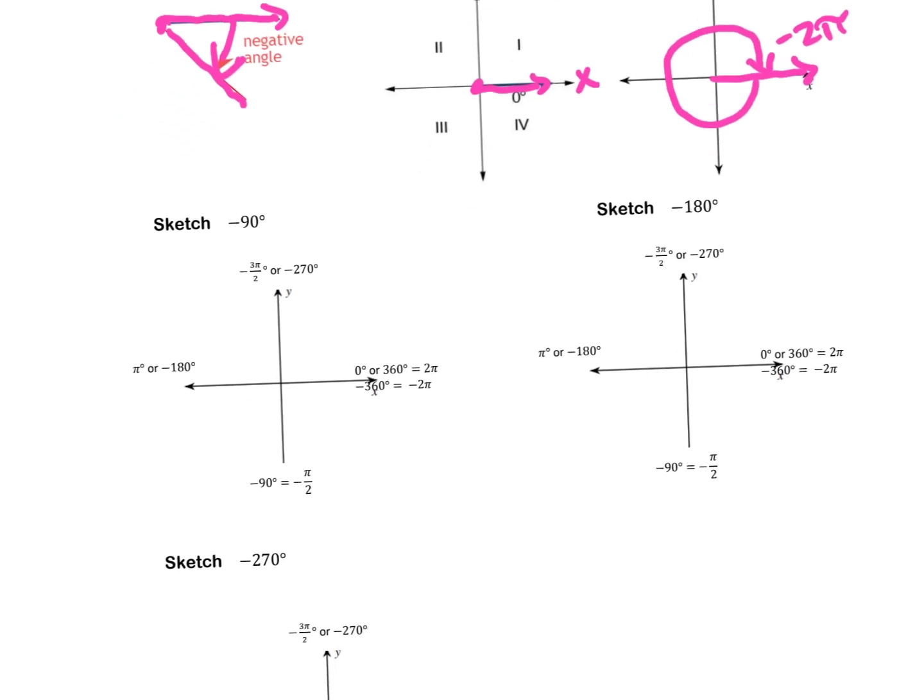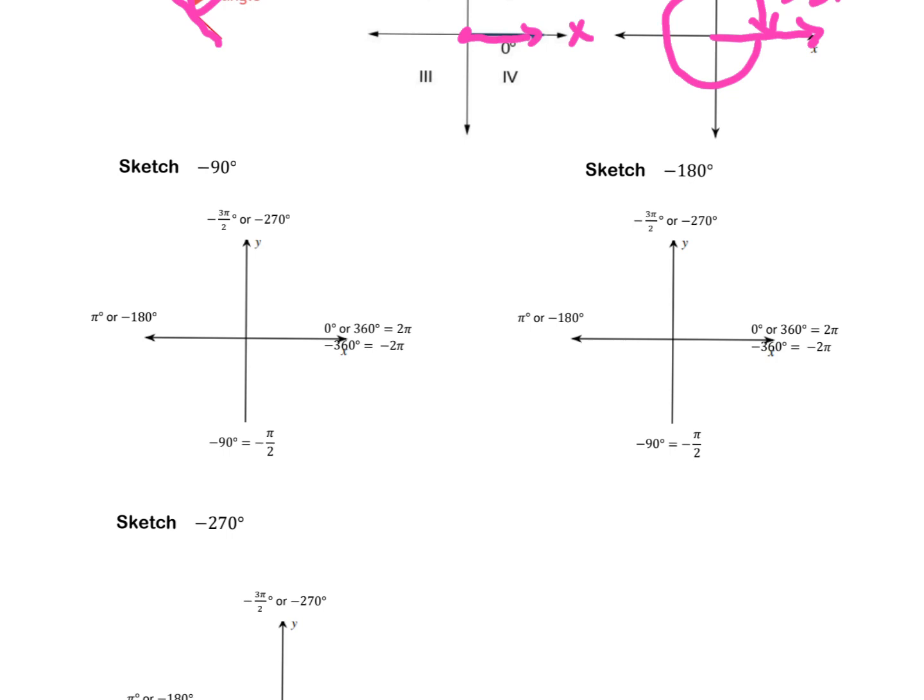So let's sketch negative 90. And negative 90 is going to be negative pi over 2. So remember, we're going to start on the x-axis. We're going to rotate clockwise, and this is negative pi over 2. So negative 90 is negative pi over 2. Negative 180 is negative pi. And so if we rotate it, we're going to start on the x-axis. We're going to rotate clockwise to indicate it's a negative angle. And negative 180 is negative pi. So put negative pi right there. Sorry, I didn't put that.